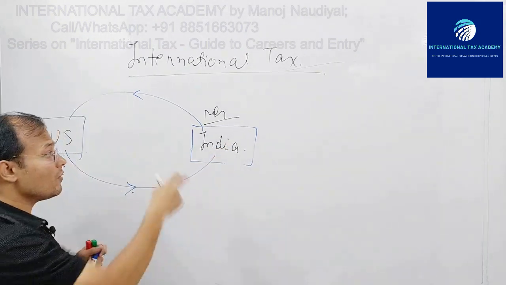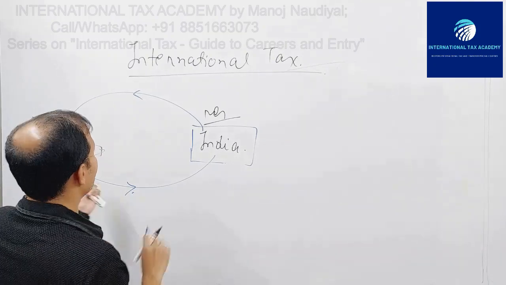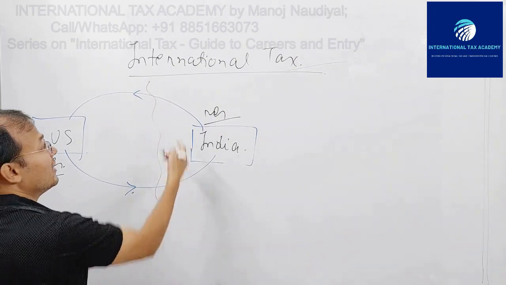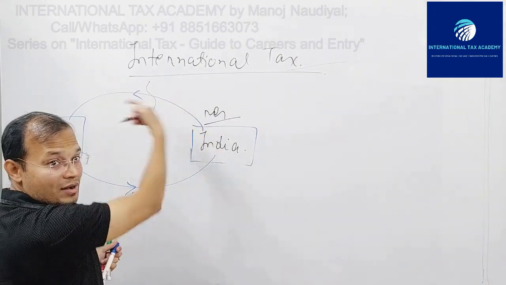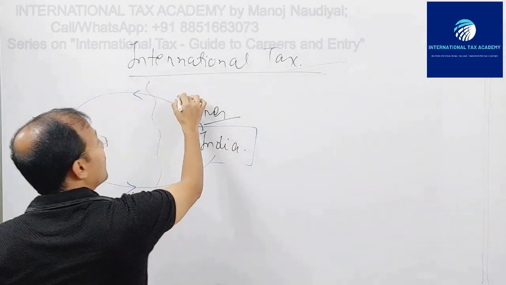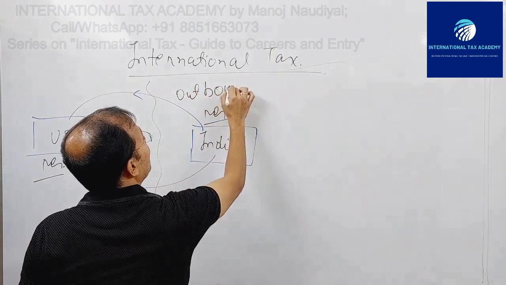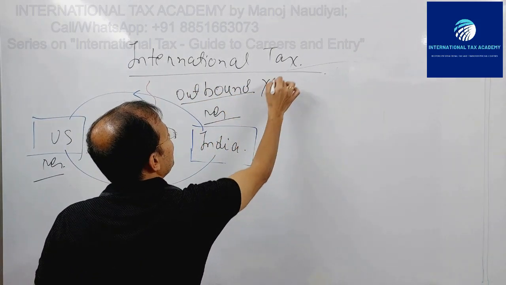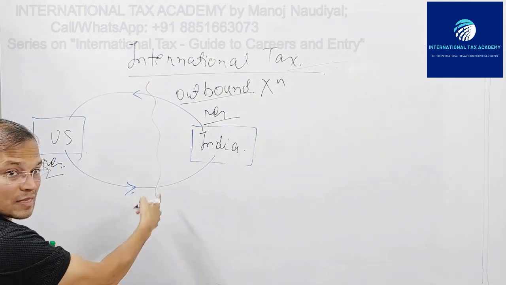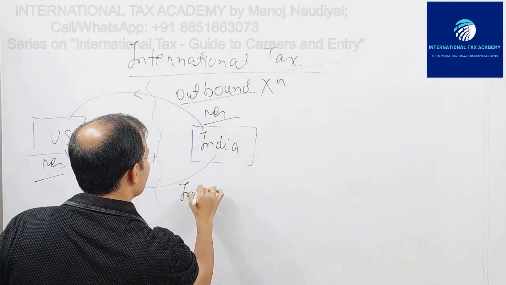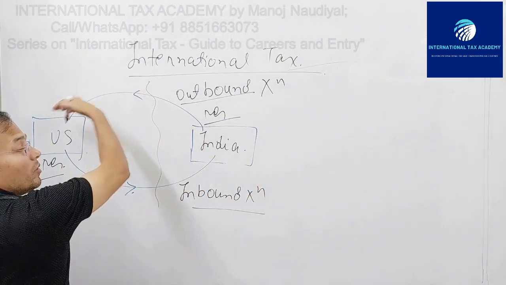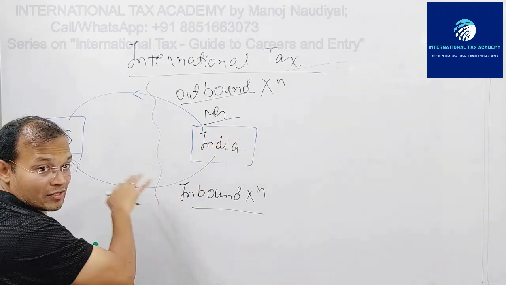Now, from the perspective of India, if you analyze these two transactions, this becomes an outbound transaction, because the investment is flowing out of the country. And from the perspective of India, this becomes an inbound transaction. So outbound, investment flowing out of India, and inbound, investment flowing into India.